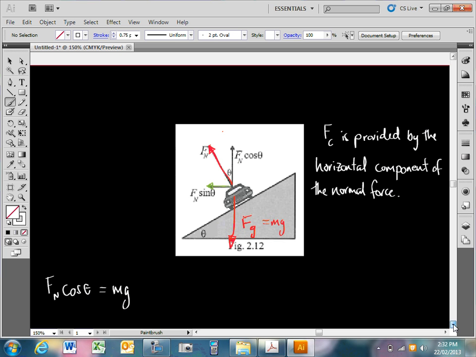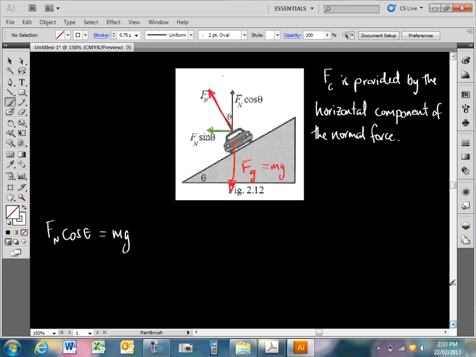Some people are saying, what? Where's that come from? Have a look here. mg there, that's that vector there. Fn cos theta is exactly the same, but in the opposite direction. The magnitudes are the same, so I can equate those, even though their directions are different. Okay?